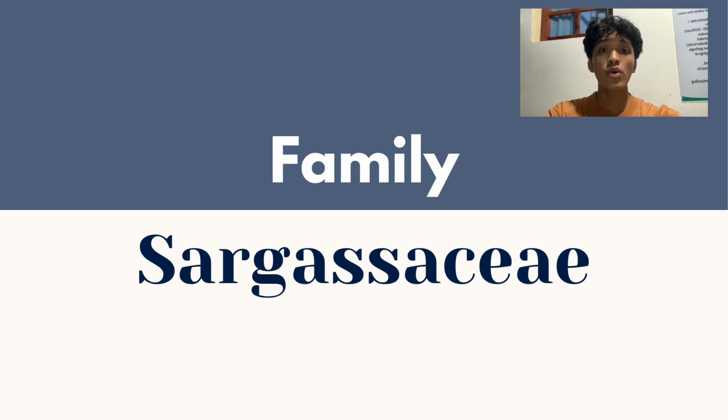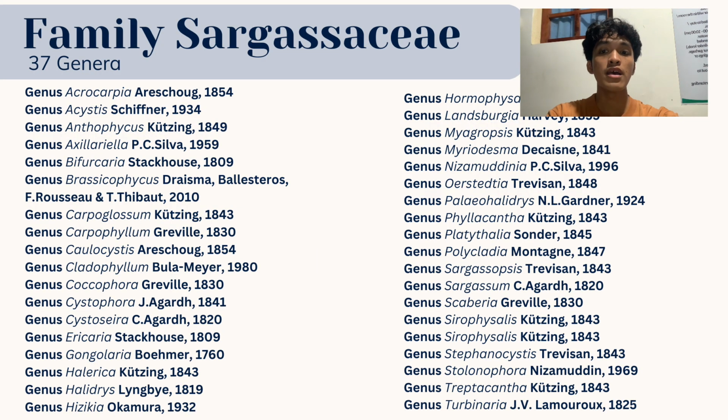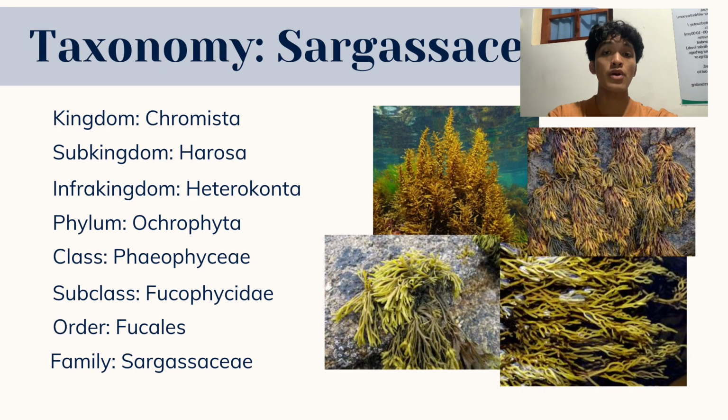And now, we will be talking about the family Sargassaceae. The family Sargassaceae is composed of 37 genera, and it is known to be a family of brown algae, Phaeophyceae, and primarily represented by the genus Sargassum.